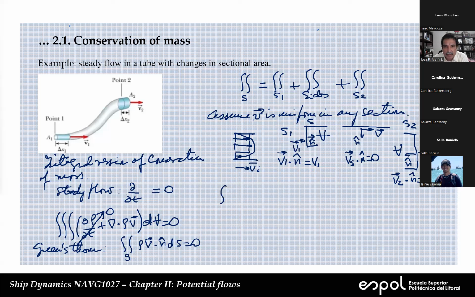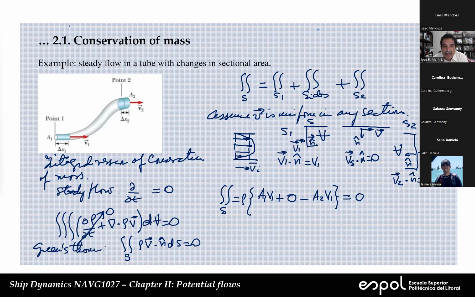So the integration over the whole surface is going to be rho, which is constant for the whole integration, and here we have the area A1 and V1. Then on the sides, the integration gives us 0. And on the right-hand side, the result is negative. So we say this is A2, V2. And the result has to be 0.